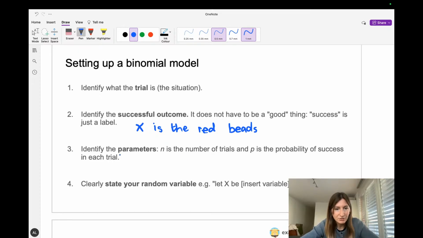Then parameters, just to go over this exam word. Parameters are the things that could change depending on the situation. So n is our first parameter and p probability is our second. So remember that's part of what we're writing here. So that would be identifying your parameters. And then clearly state your random variable. So just like we had here, x is whatever the random variable is.